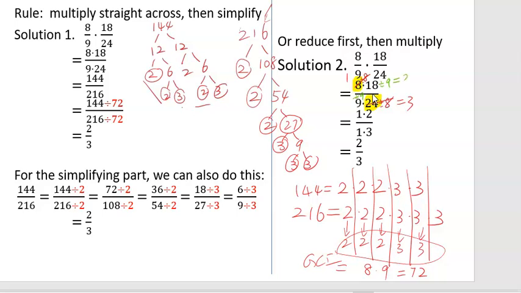So 18 divided by 9 is 2. So 18 is gone. Put 2 here. 9 divided by 9 is 1. So 9 is gone. Put 1 there. And now I have 1 times 2, which is 2, 1 times 3, which is 3. And this way is much better, much quicker than the first way.